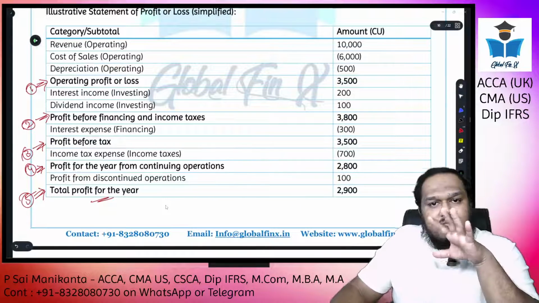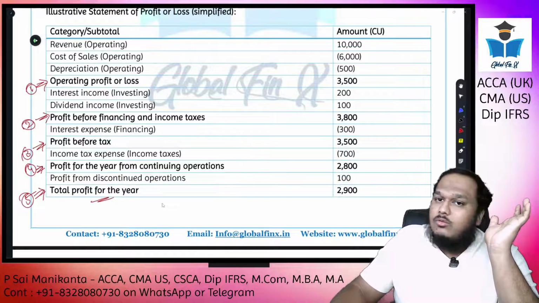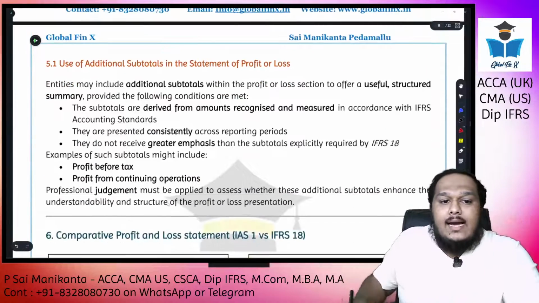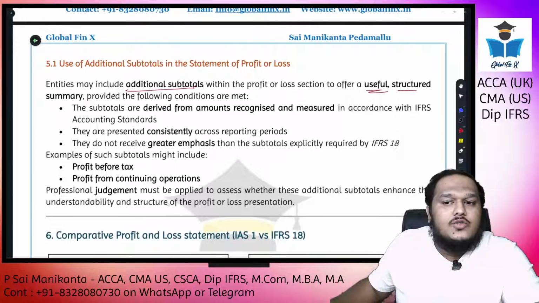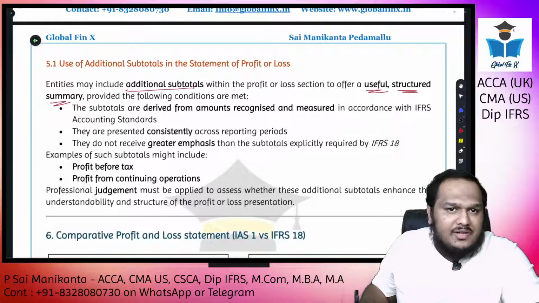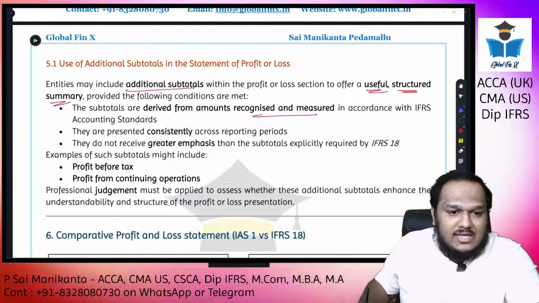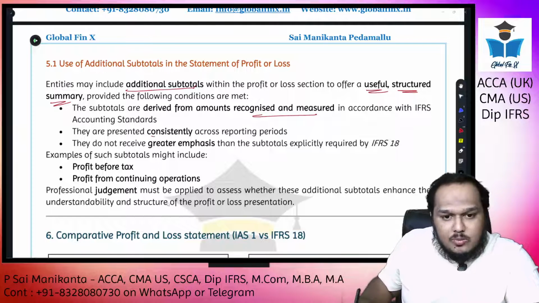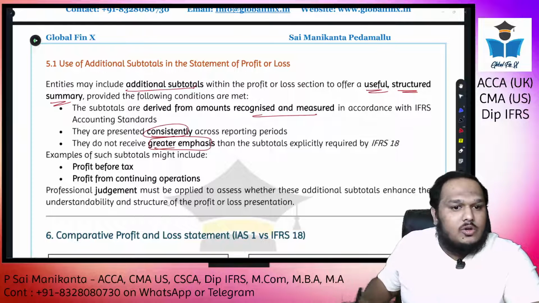Sir, if these five are mandatory, can I add more? Yes, you can add more. No problem. See, entities may include additional subtotals within the P&L to offer a useful structured summary if it is needed. The subtotals are derived from amounts recognized and measured in accordance with the IFRS standards. They should be consistently applied. It should give you better emphasis on the subtotals.